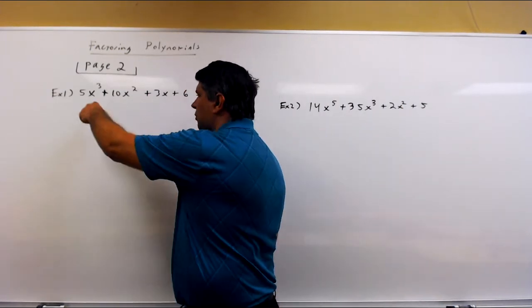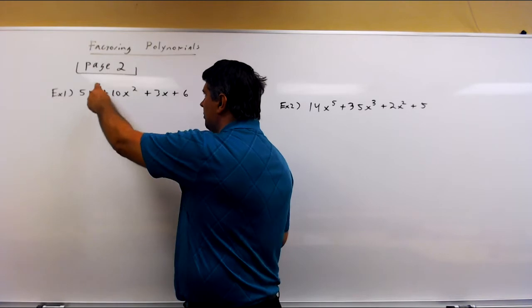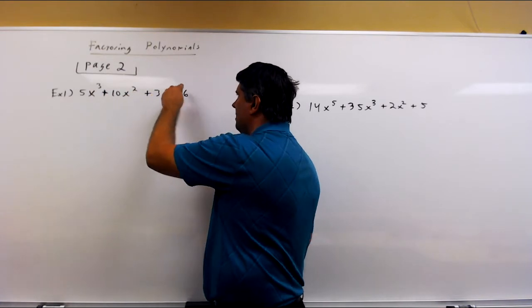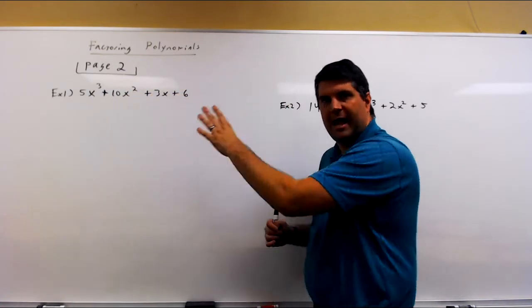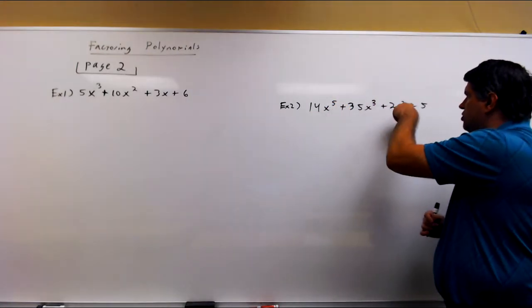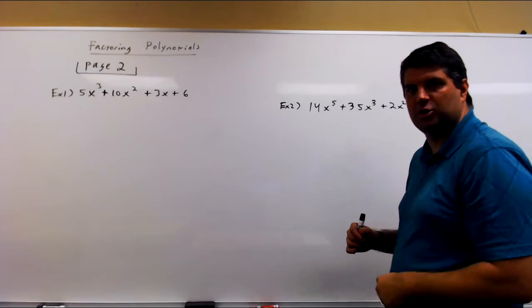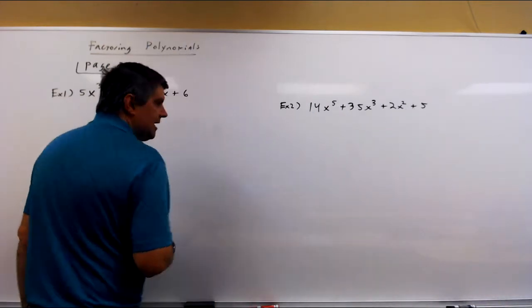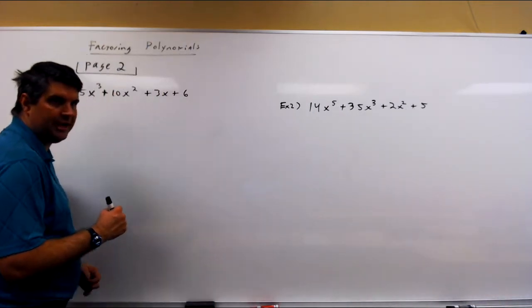That means the powers of x, or the powers of your variable, should be dropping from left to right. So this is 3, 2, 1, nothing. That's in descending order. The powers of x here are 5, 3, 2, nothing. That's also in descending order. If it's not in descending order, you need to rearrange the terms so it is.